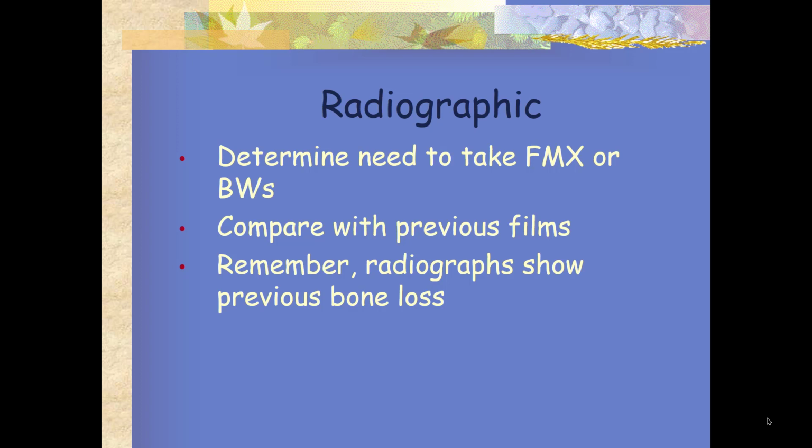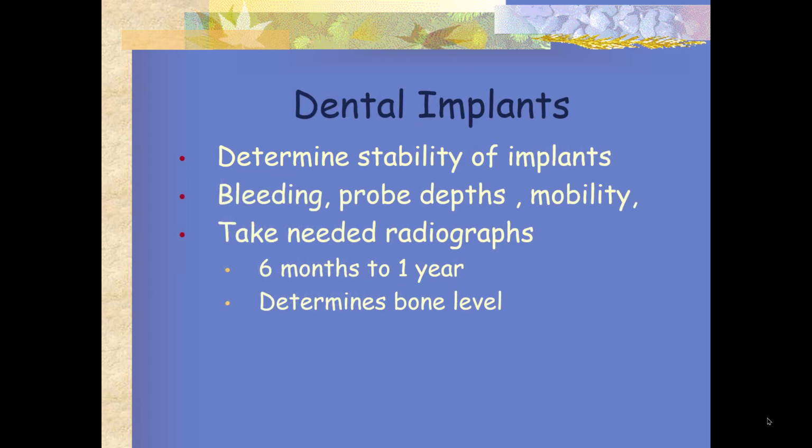Radiographically, you're going to take necessary films, whether it be an FMX or bitewings. Typically, vertical bitewings are always better with a patient with periodontitis because the bone might surpass the view in a horizontal. You always want to compare films and see how your patient's doing. Remember that it's showing the history of bone loss. You don't know whether it's current or not.